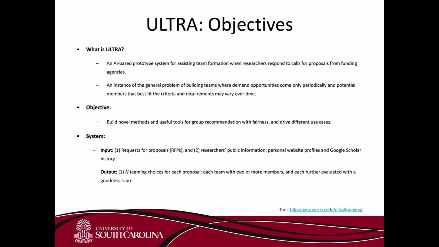Ultra is an AI-based prototype system that is used to assist in team formation when researchers respond to requests for proposals, or RFPs, from various external funding agencies, such as NSF or NIH. The aim of our work is to present novel methods and useful tools for group recommendation with fairness. The inputs to our system consist of the requirements set forth by RFPs and profiles from researchers. The output is a list of N teaming suggestions, where a user has the option to accept or reject.